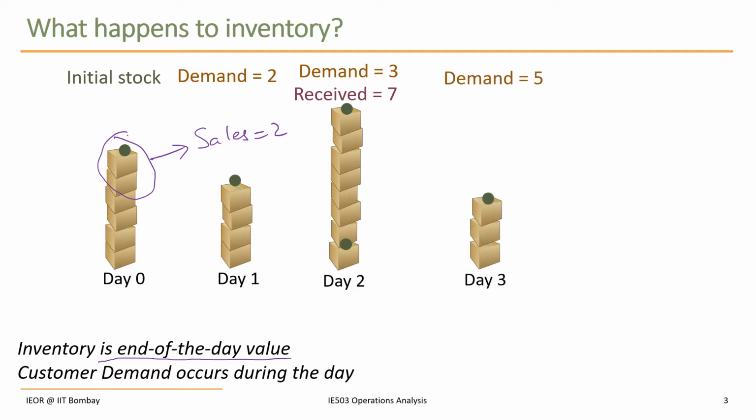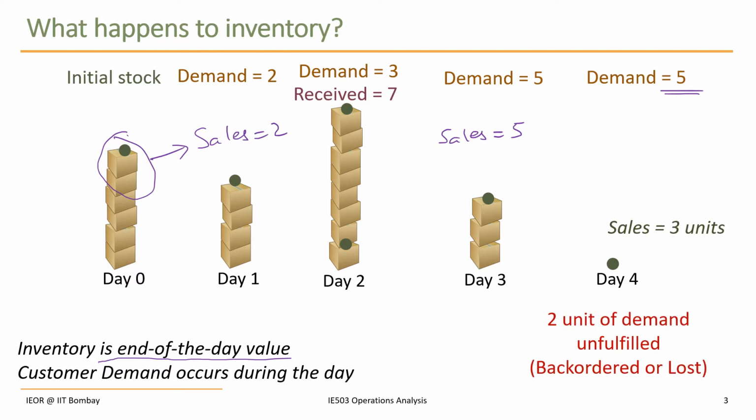On day 3, the demand was 5, so sales were also 5, and there is a balance of 3 units in the inventory. And suppose on day 4, again the demand was 5, but now we don't have 5 units in the inventory, we have only 3 units. That means our sales could be only 3 units, and the 2 units of demand are deemed unfulfilled. This can be referred to as the demand being backordered or lost, as the case may be.